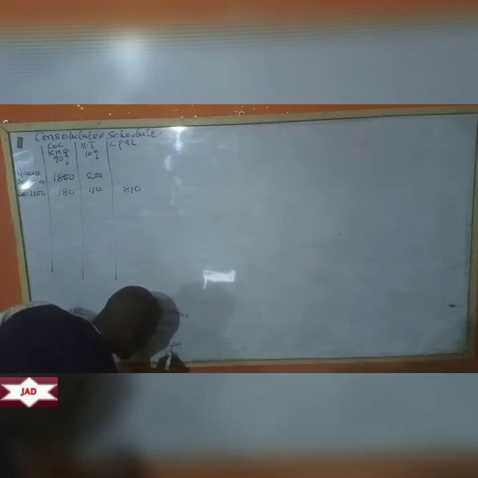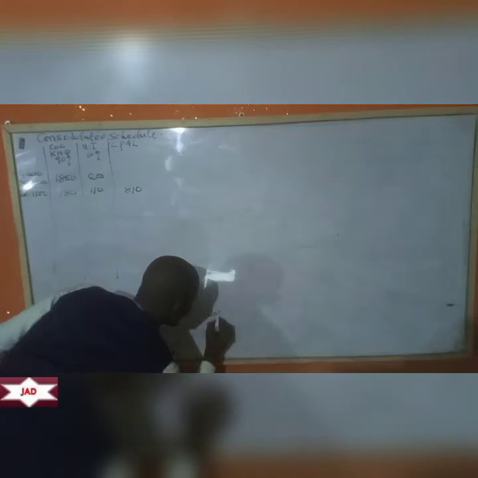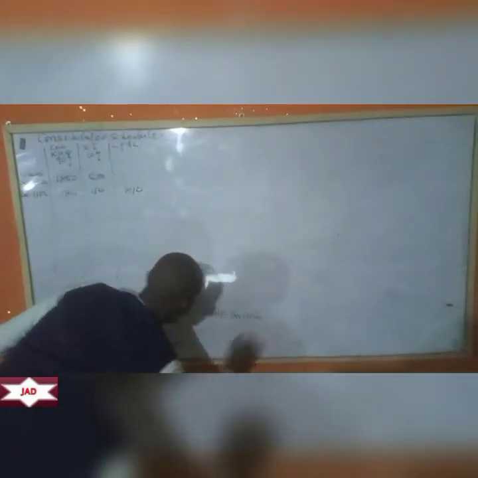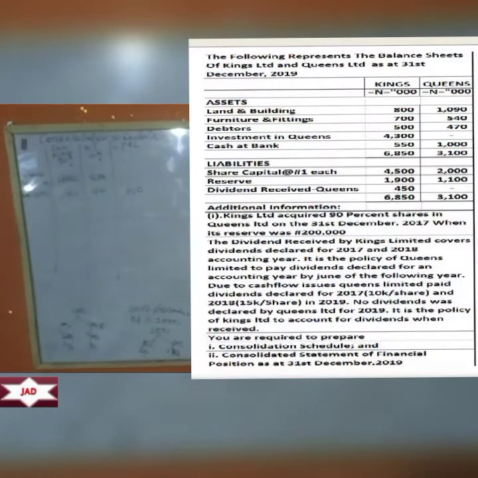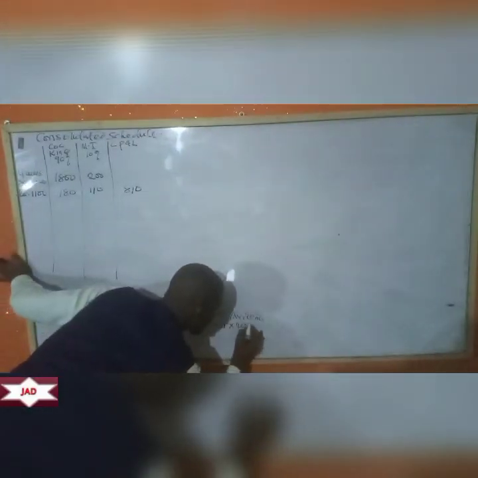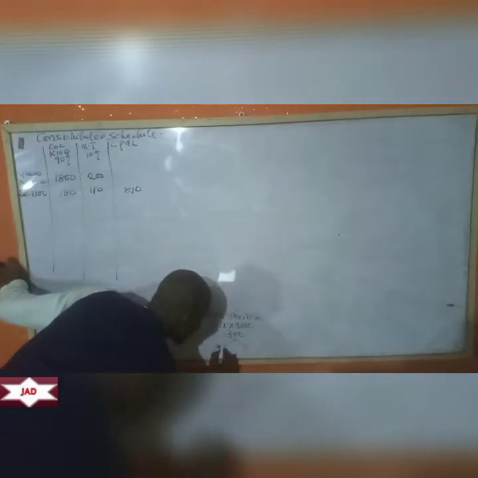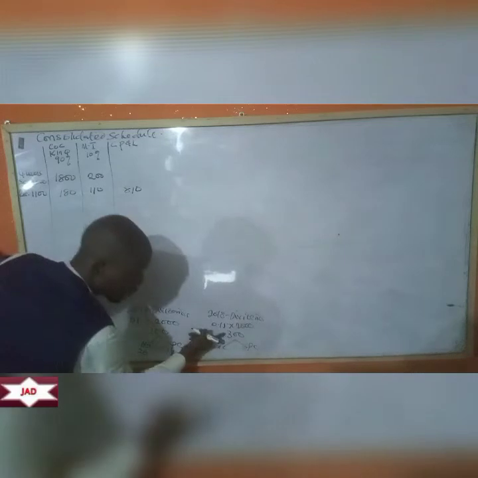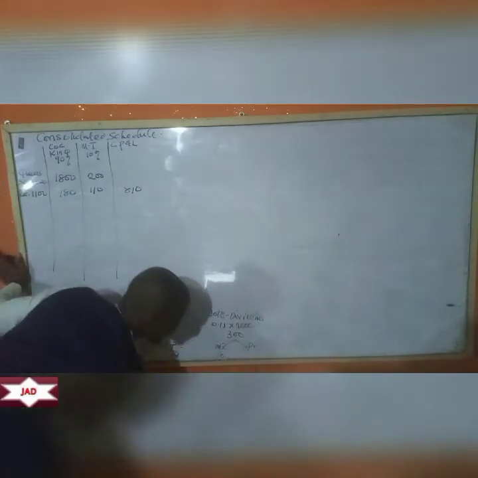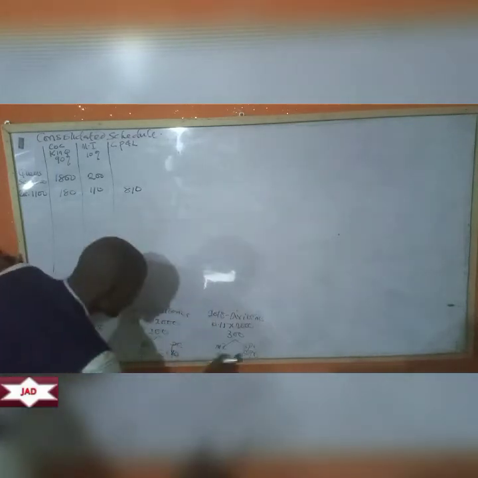Then the 2018 dividend. What do they say there? They said it's 15 kobo per share. So that would be 0.15 times 2,000. So this will give us 300. So we have 300, for minority interest and for parent company. 90% is for parent, 10% is for minority. So this is 30 naira. This will be 270. So we add 270 plus 180. What do we have? That's 450.